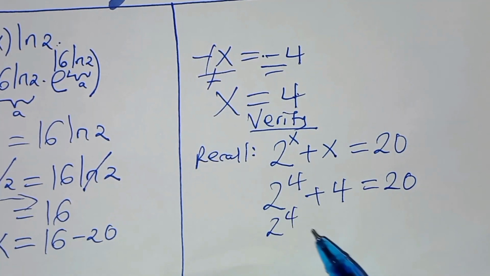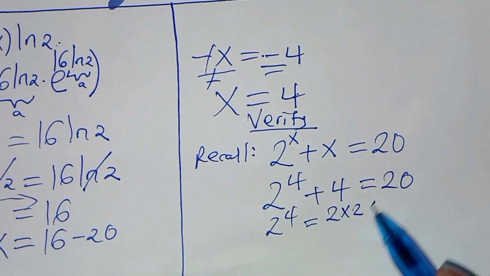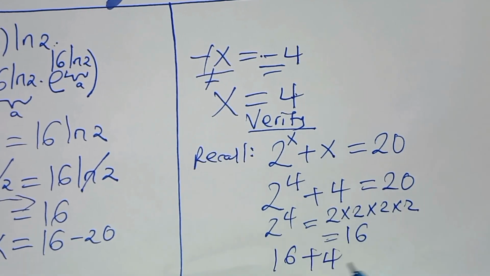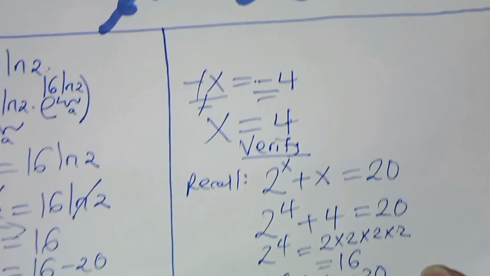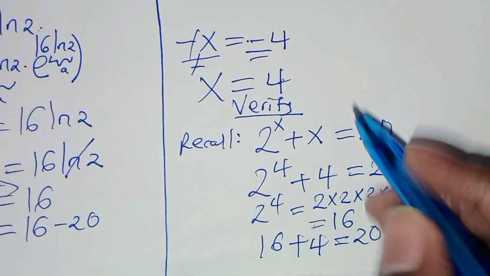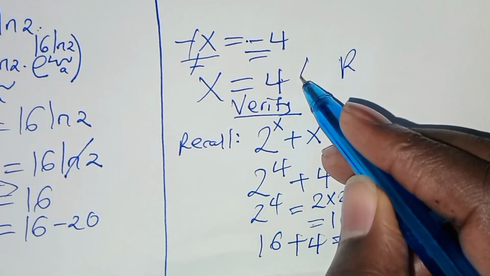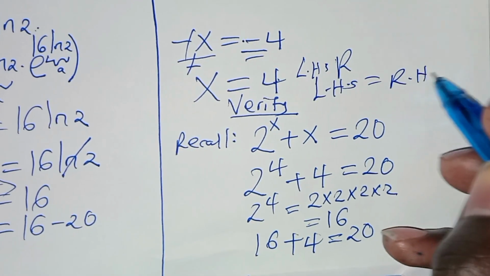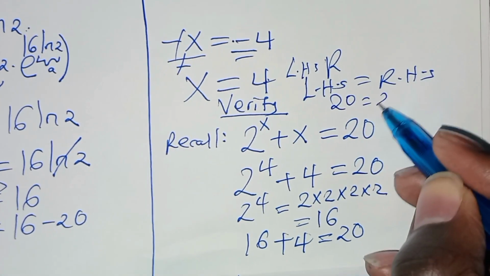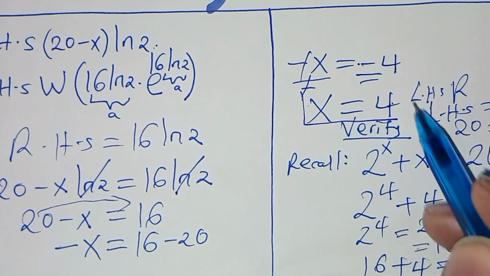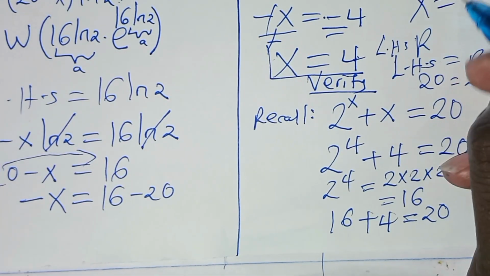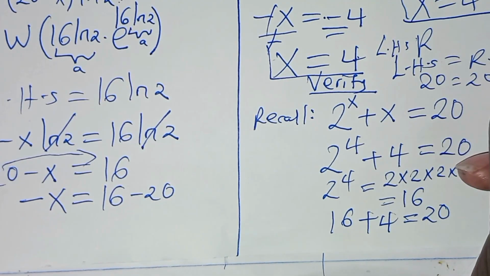2 to the power of 4 is the same thing as 2 times 2 times 2 times 2, and this is equal to 16. So this is the same thing as 16 plus 4, which is equal to 20. And it's true that the left hand side is equal to the right hand side. That affirms that the value of x, which is equal to 4, actually satisfies the equation.